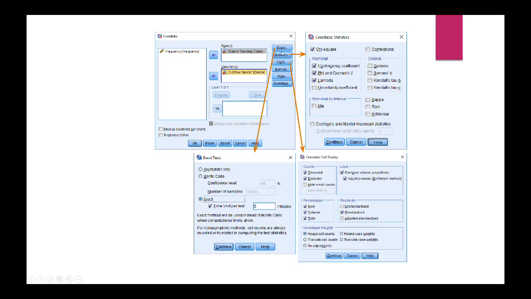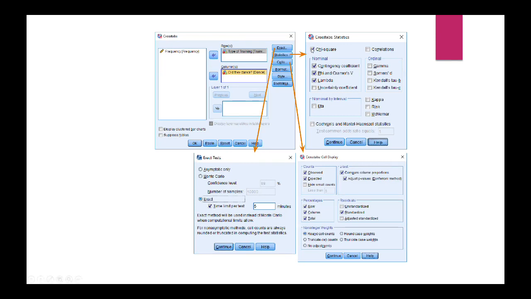When we go to exact, this is where we can select Fisher's exact test. By default, it uses the Monte Carlo, which I've always used in the past. I never had any issues with it, so I don't have any negatives to say about it. But exact is for when we have a violation of our assumptions in a 2x2. And that's something you'll know before you actually get to this point.